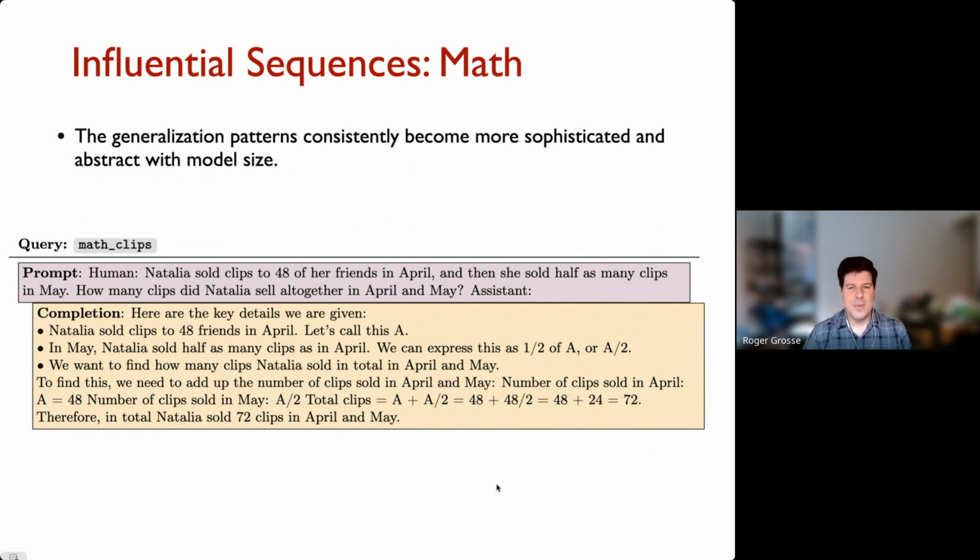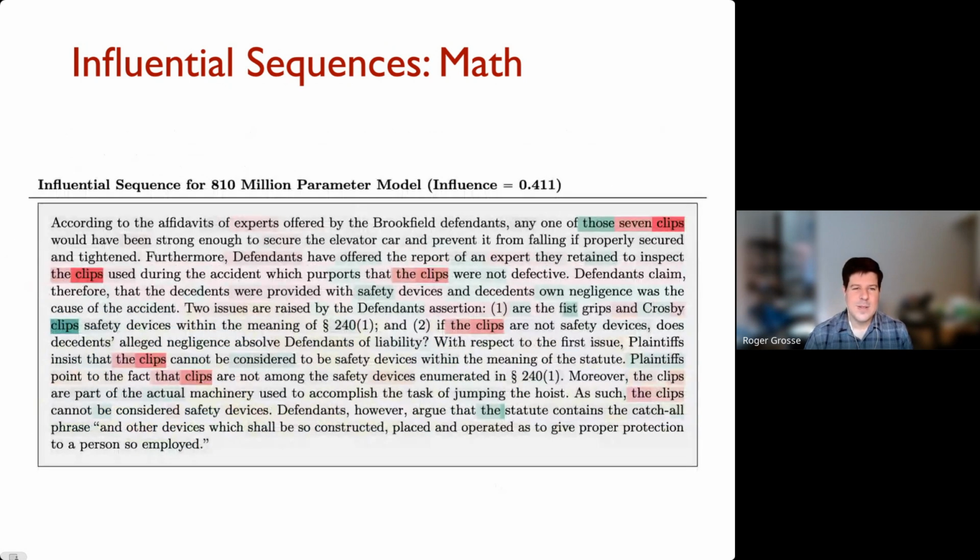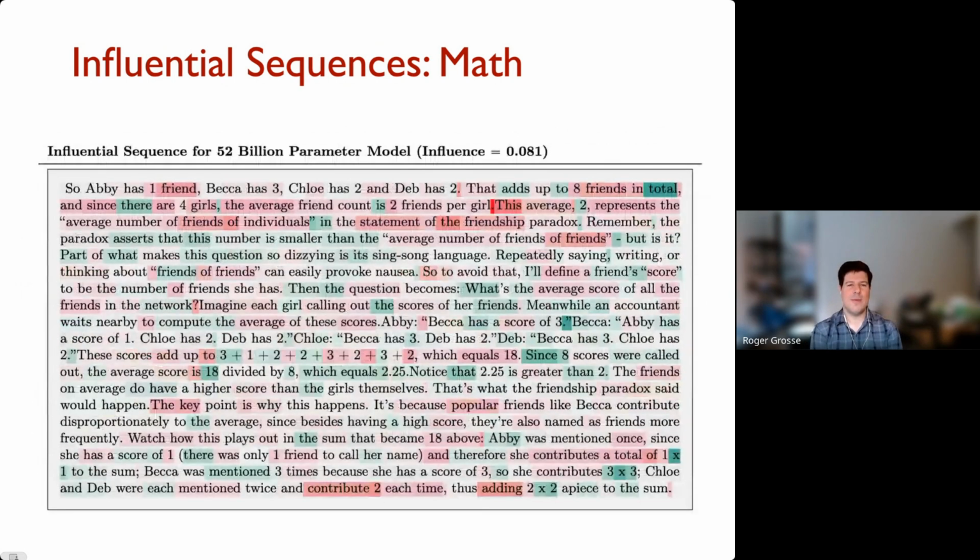And so what are the examples that contribute to this? If we run influence for a small model with 800 million parameters, we don't actually get anything very relevant. We just get a sequence that happens to contain the word clips lots of times. The problem was asking about how many clips were sold. But if we go up to a 50 billion parameter model, then we find examples of worked out solutions for similar grade school math problems.